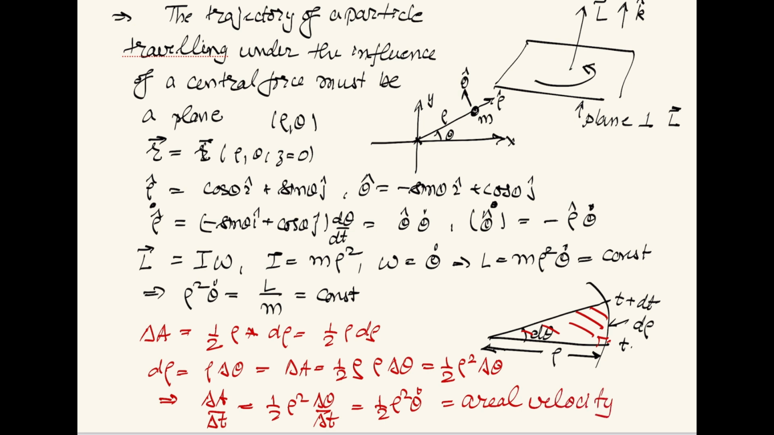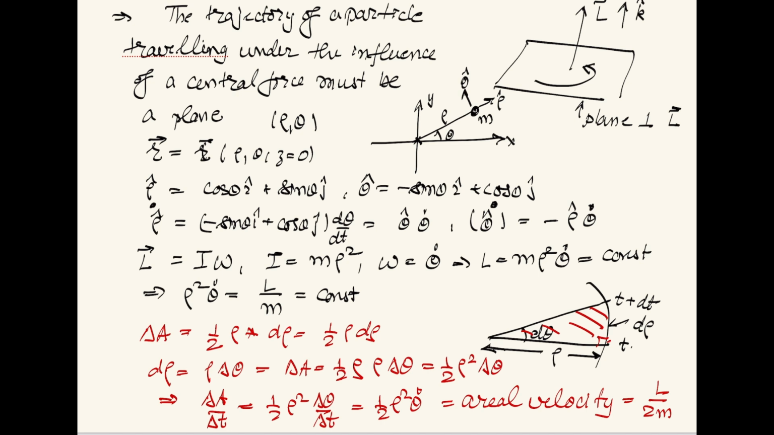And we find that the areal velocity is related to 1/2 rho squared theta dot, which we have identified as equal to L by m. So the areal velocity is equal to L divided by twice m. Now Kepler, when he was studying planetary motion, stated that the radius vector of the planet sweeps equal areas in equal times, right? So sweeping of equal areas in equal times means areal velocity is a constant.